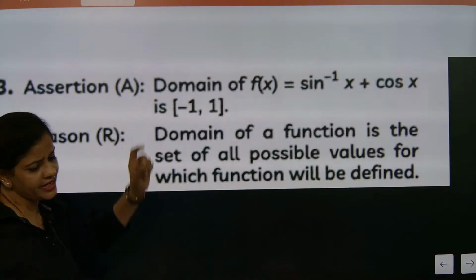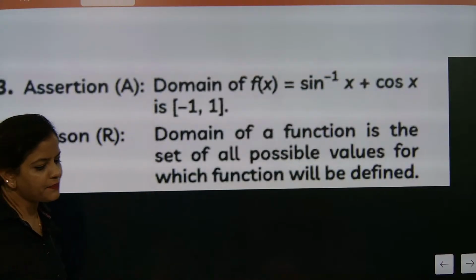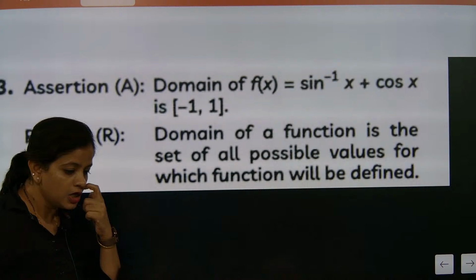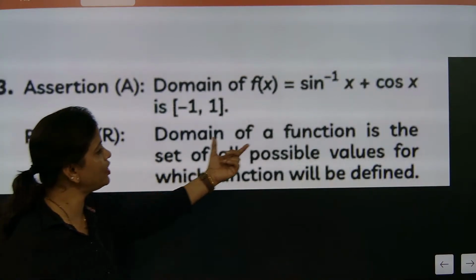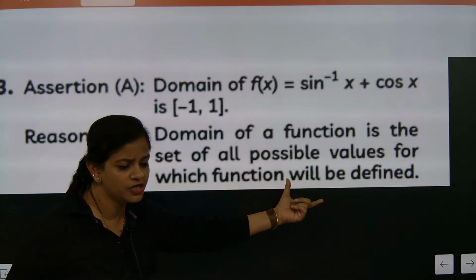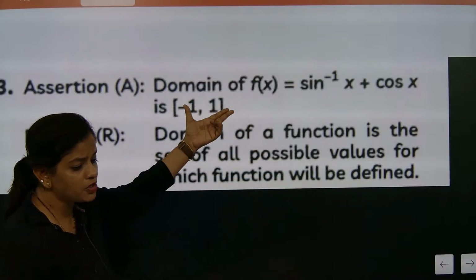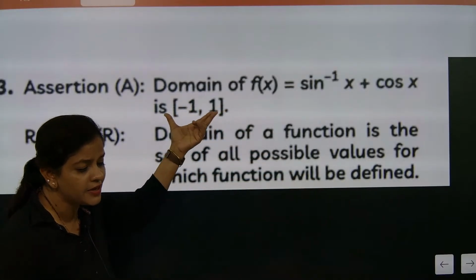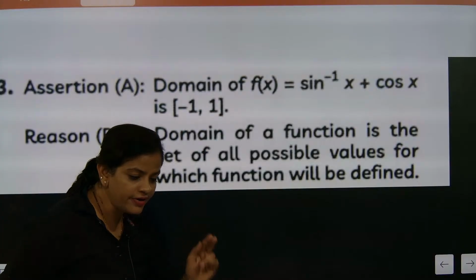Is this explaining the assertion? Absolutely correct. Super. So the correct answer is A, because the domain of a function is the set of all possible values for which the function is defined, and here the set of all possible values for which the function is defined is minus 1 to 1. So 110% the option is A. Well done, Divya.